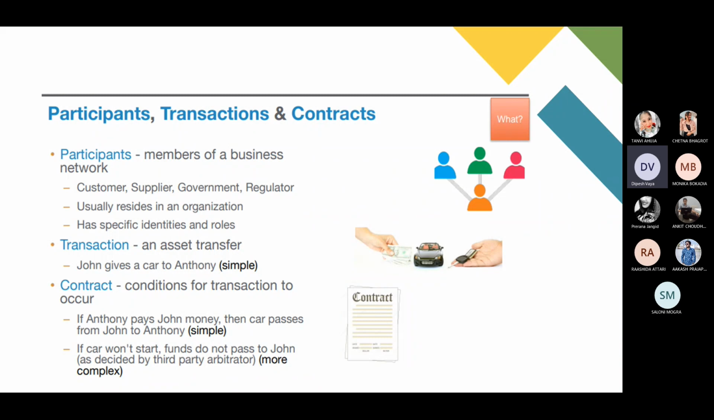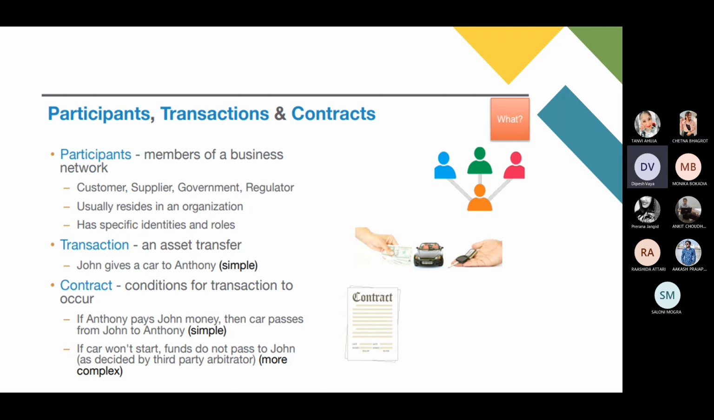Now we will understand who can be the participants, meaning what are the necessary conditions required for a business to have a transaction. So we need participants first, then transactions between them, and we need some contracts. Do we need contracts in business? Yes, sir. Is it necessary to have contracts?